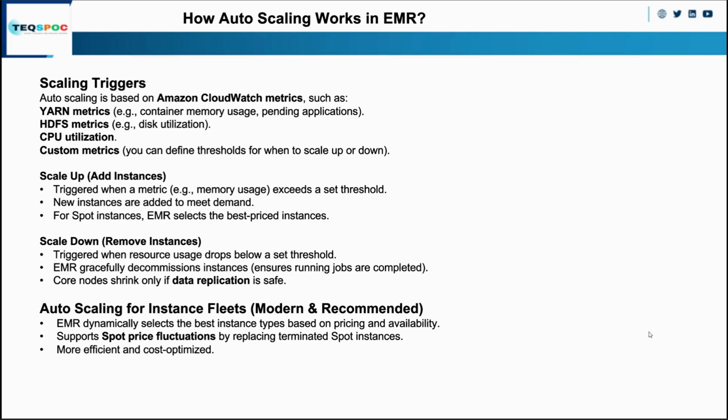Now, last but not the least is the auto scaling. So how does auto scaling work in EMR? In EMR, the term elastic means that it can scale up and down whenever required. There are some scaling triggers based on different metrics such as YARN metrics, HDFS metrics, and CPU utilization. These metrics can be visible in another AWS service known as CloudWatch.